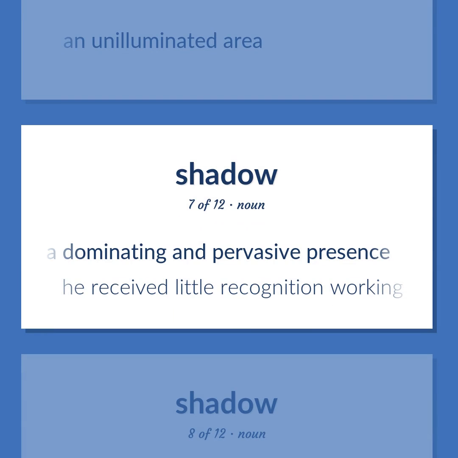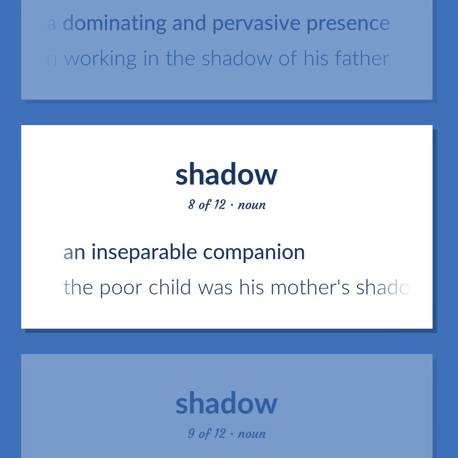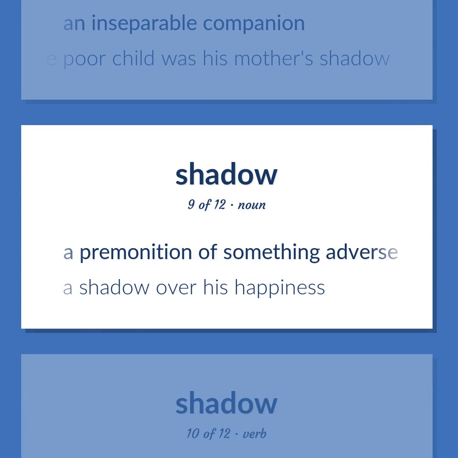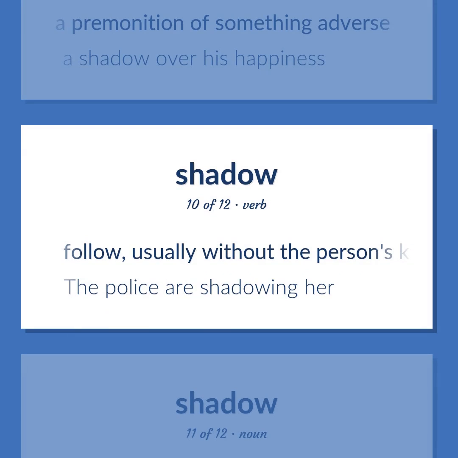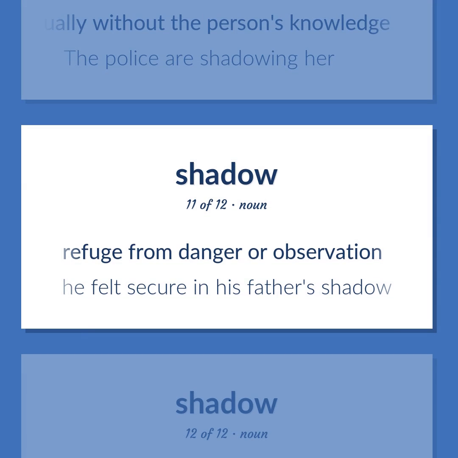He received little recognition working in the shadow of his father. An inseparable companion. The poor child was his mother's shadow. A premonition of something adverse. A shadow over his happiness. Follow, usually without the person's knowledge. The police are shadowing her. Refuge from danger or observation. He felt secure in his father's shadow.